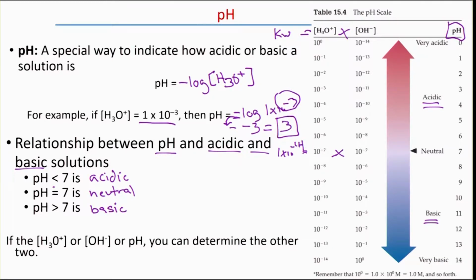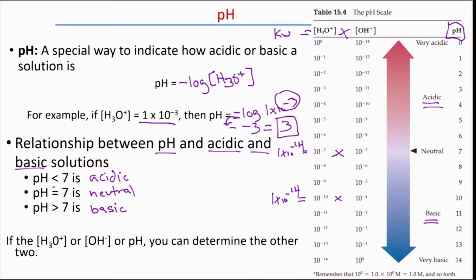If you're more basic, that means you have more hydroxide than hydronium. All right, that's the case here. If you take 10 to the negative 4 for hydroxide times 10 to the negative 10 for hydronium, you also get 1 times 10 to the negative 14. All right, so it doesn't matter where you are.